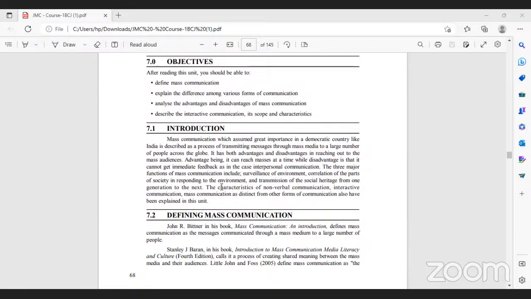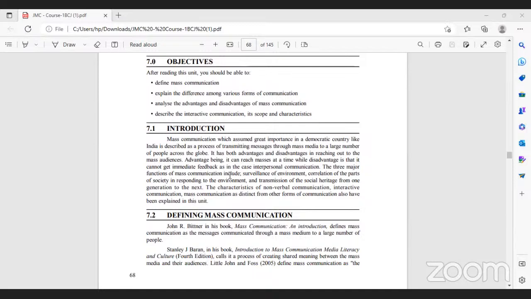In general, when we say that mass communication is a form of communication with various media, it also has great importance in a democratic country, with special reference to India. Here it is described as a process of transmitting messages through mass media to a large number of people across the globe. While reaching them, there are certain advantages and disadvantages, as the message is reaching the mass audiences.